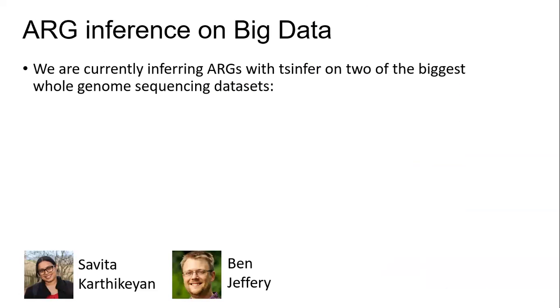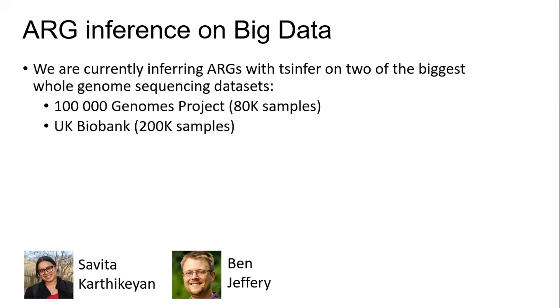And what we're currently working on is inferring ARGs on the biggest data sets currently available for human genetics. The first one is the 100,000 Genomes Project, which is run by Genomics England, the provider of sequencing technology for the NHS. It currently has 80,000 individual whole genome sequencing results, which is literally petabytes of data. And the other one is the UK Biobank, which is 200,000 individuals with whole genomes and an additional, I think, 300,000 with lower quality sequencing.